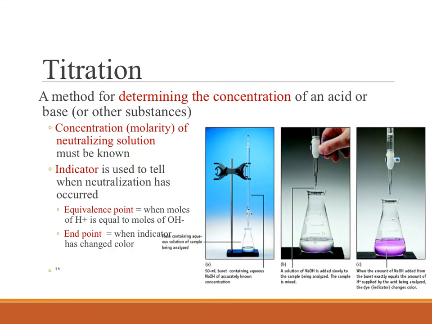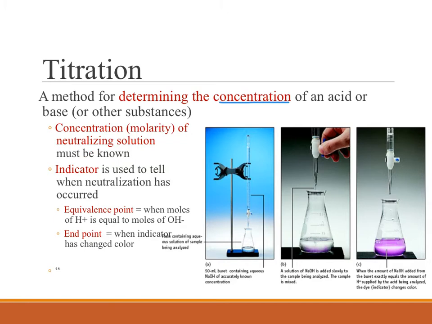We use this principle with a technique called titration, which is a method for determining the concentrations of an acid or a base, or actually a number of other substances are tested by titration. This is an important technique for industry to make sure that the concentration of the finished product is exactly what it's supposed to be, and so quality control will be checking on the various chemicals by using titration.